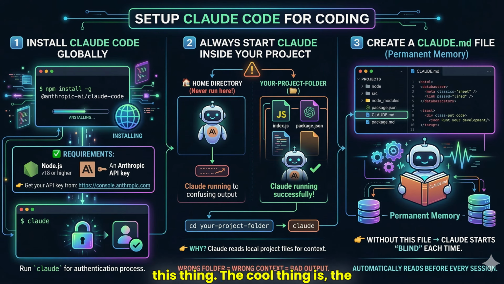The cool thing is, the initial setup is actually pretty simple. First up, you're going to install the tool globally. Step 2, and this is super important, you have to always run it from inside your project's main folder. Why? Because context is absolutely everything. And then third, you will create one single special file, CLAUDE.md. Trust me, this little file is the key to unlocking its true potential.